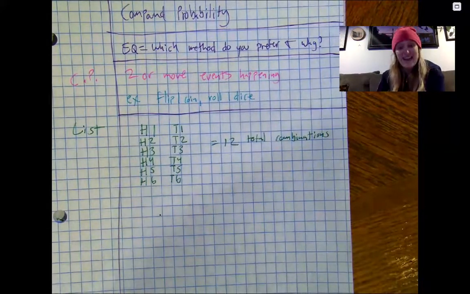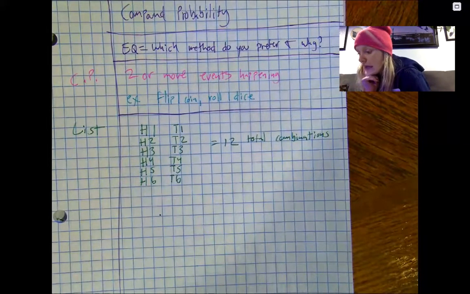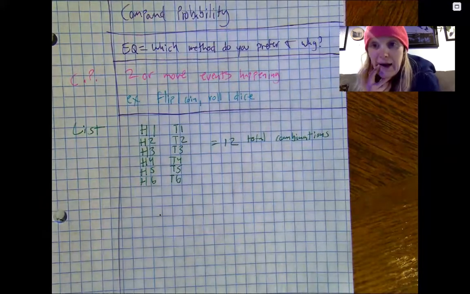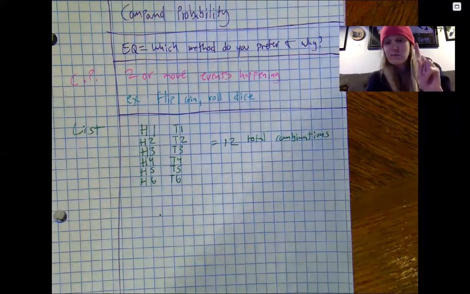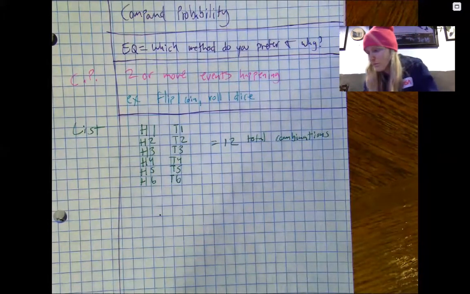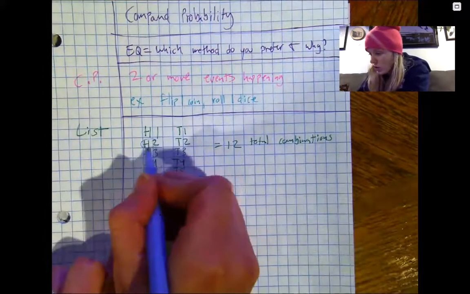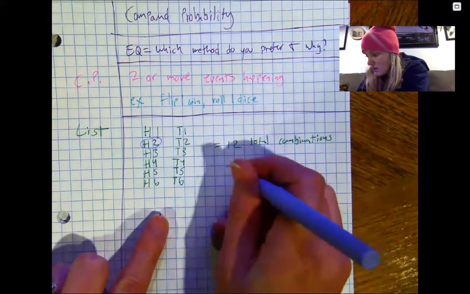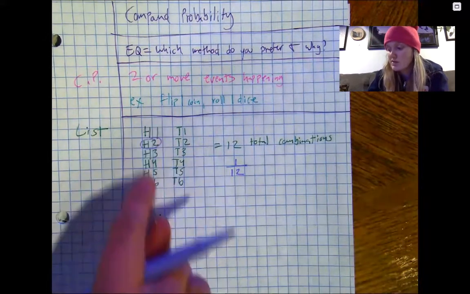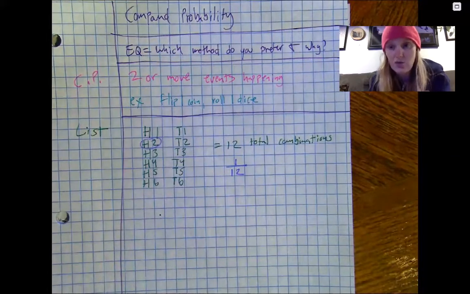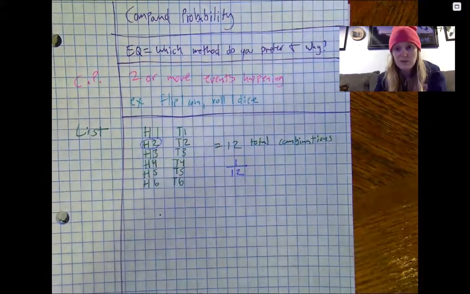So if someone was to ask you, what's the probability of flipping a heads and getting a 2, you could say, okay, remember probability is the total times it can happen out of the total. So that occurs 1 time out of 12 total possibilities. The good thing about a list is you're able to see every single thing out there.